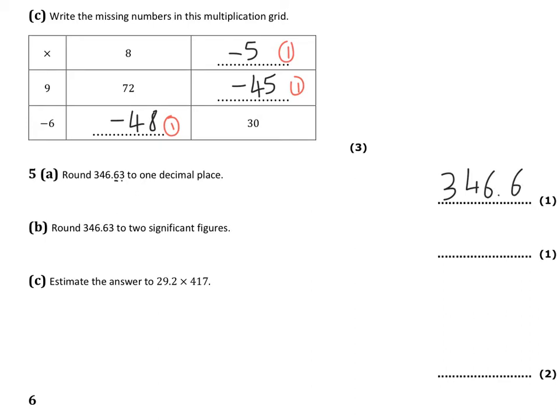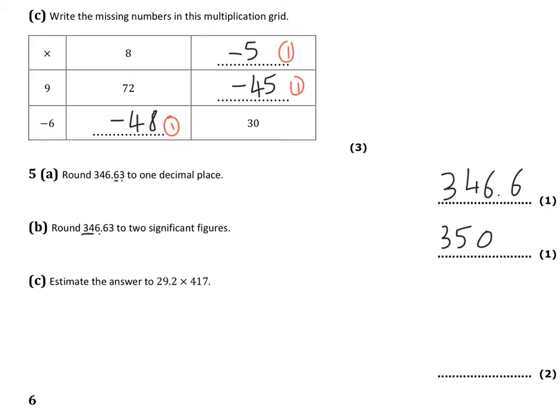Round the same number to 2 significant figures. Well, the first significant figure is the 3, and the second significant figure is the 4. So we check the number after the 4, which is a 6, which means we round up. So the 4 changes to a 5. And 346.63 to 2 significant figures is 350.